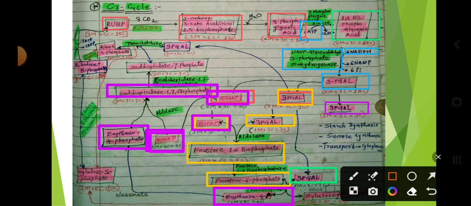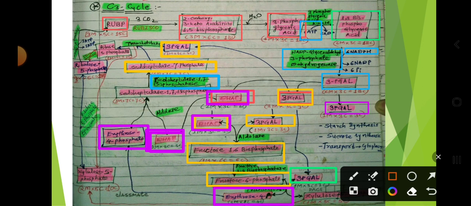Then pseudoheptulose 1,7 bisphosphate is converted into pseudoheptulose 7 phosphate. Here the phosphate group from the 1 carbon position is removed by the enzyme pseudoheptulose 1,7 bisphosphatase. Then the pseudoheptulose 7-phosphate is condensed with the last remaining molecule of glyceraldehyde 3-phosphate.